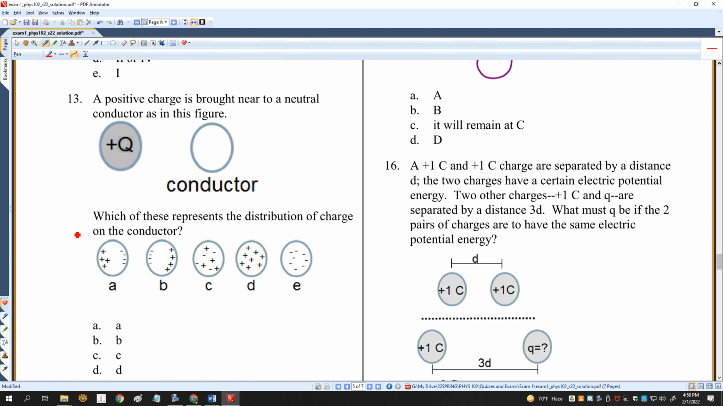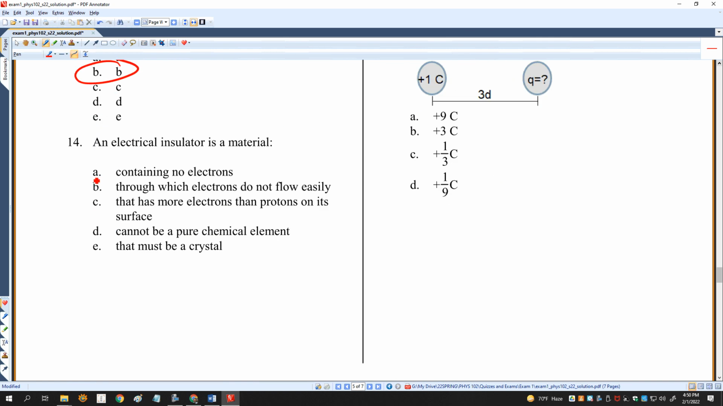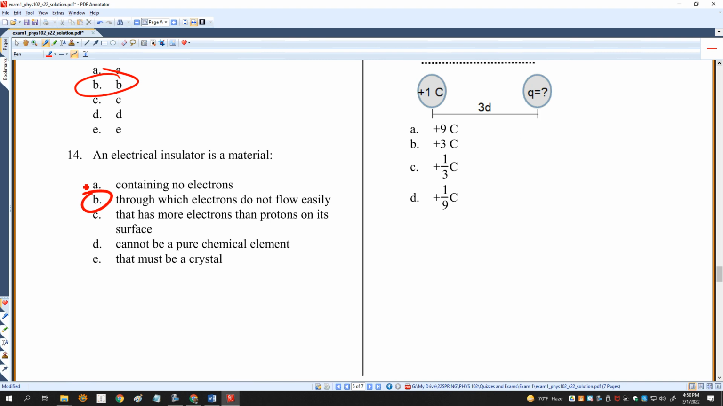Let's see, this was actually from a past exam. Brought near to a neutral conductor, and so I get negatives over here, leaving a net positive charge over here, so B is the right answer. Electrical insulator is B.